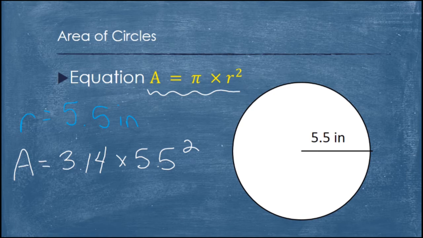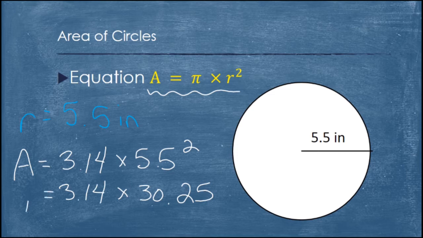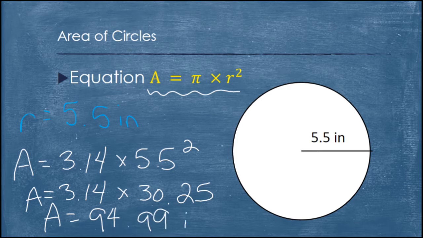Then we go ahead and take 5.5 squared. It comes out to 30.25 times 3.14. And to find the area, we're just going to multiply those two numbers together, and it comes out to 94.99 inches. And for our units here, they're always in squared units. So we're going to write this as inches squared.